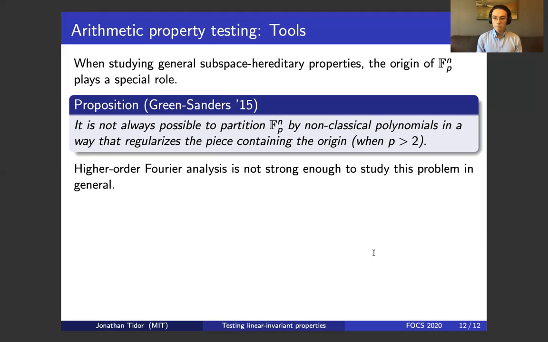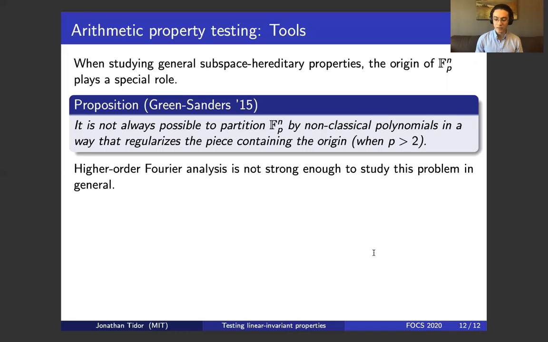So there's a roadblock, a bottleneck in using higher order Fourier analysis for this problem. And broadly speaking, the bottleneck goes like this. When you're studying a general subspace hereditary property, the origin of the vector space plays an important role. Specifically, the origin is fixed by all linear automorphisms, so it's a special point in the domain.